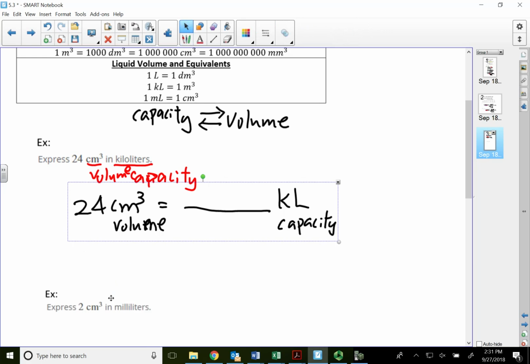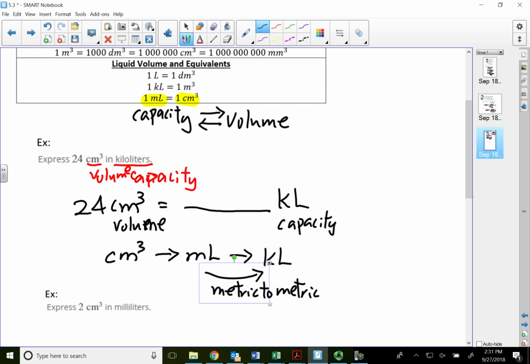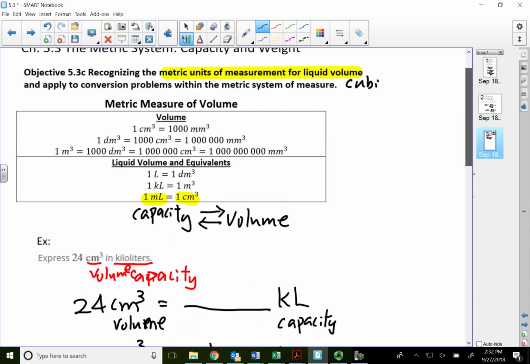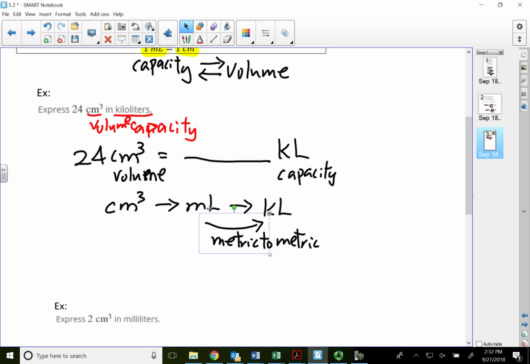So what do I do here? Well, I can start off from cubic centimeter and convert it to milliliter. Then I can go from milliliter to kiloliter, because from milliliter to kiloliter, that is actually metric to metric for capacity, which is right up here using this table. So go from milli all the way to kilo. All I have to do is move my decimals. And this is where it gets confusing, because first you convert from volume to capacity, and then you convert from capacity to another capacity, where you use the table to move the decimals.